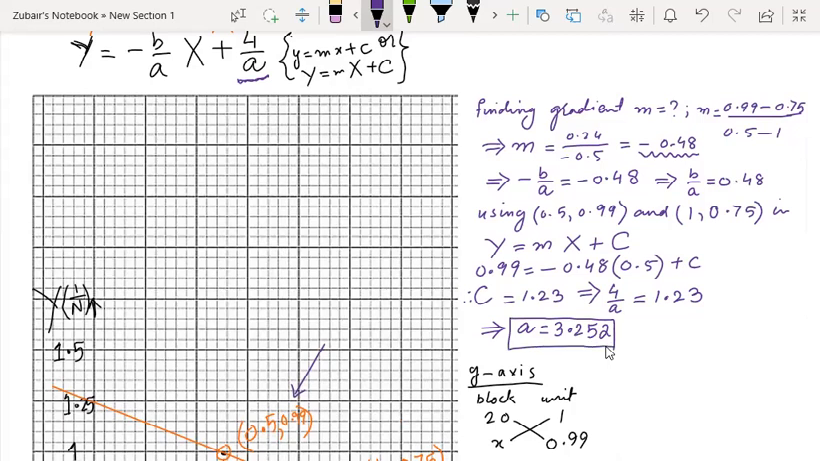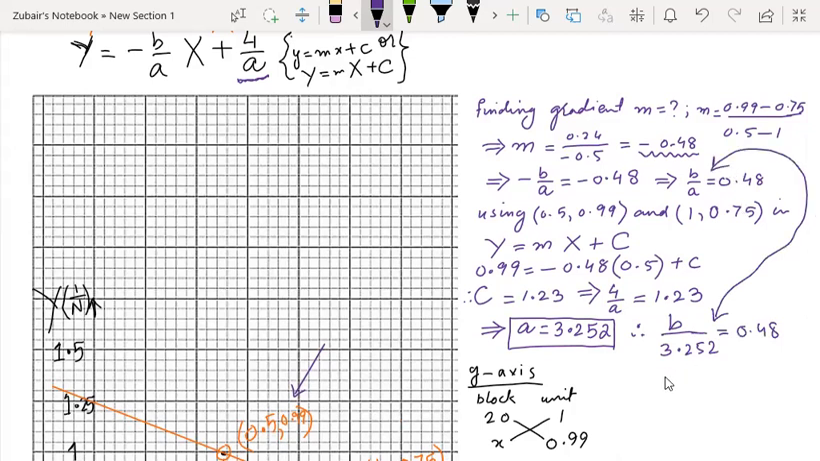Now we can put this value into this equation in which we have B upon A is equal to 0.8, B upon 3.252 is equal to 0.48. This is the equation which we have found from this stage.